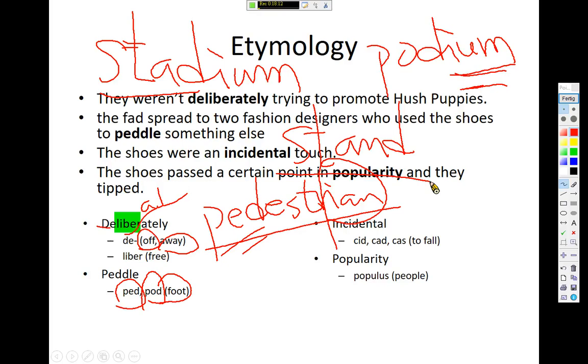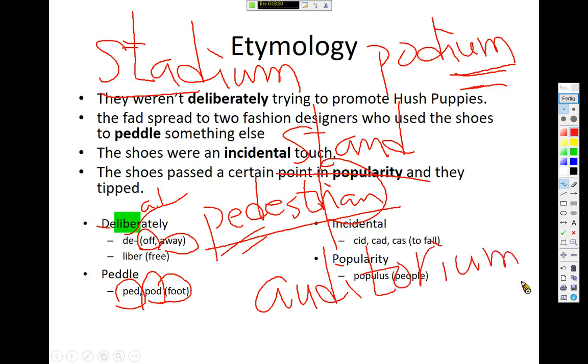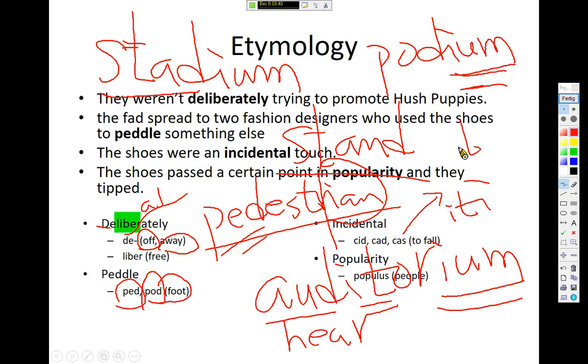And how about auditorium? Auditorium, we see the I-U-M again, right? How about aud? Aud means hear. So A-U-D refers to hear. And we know I-T or I-T-I is to go. So auditorium refers to a place for you to go to hear some music, or some speech, auditorium. So you can see that they are all related. So whenever you see IUM, you know it refers to some place or some container.